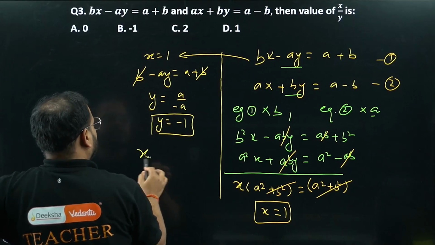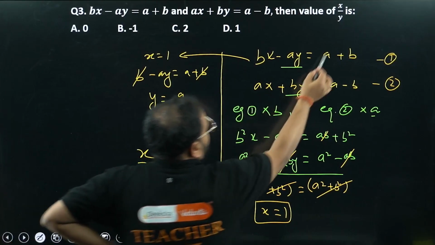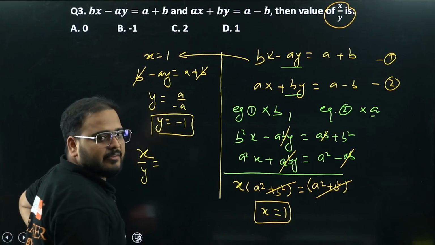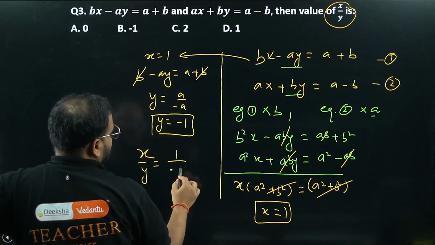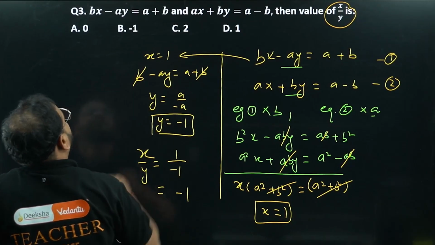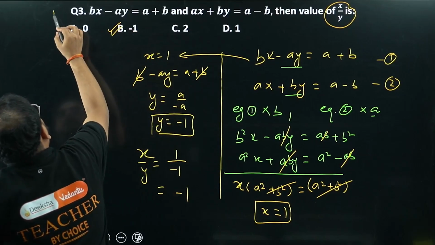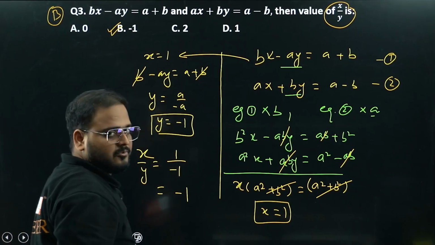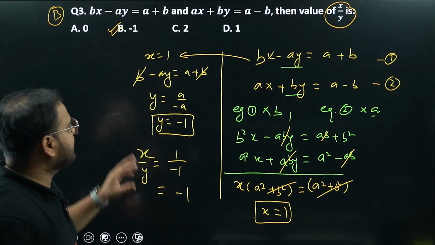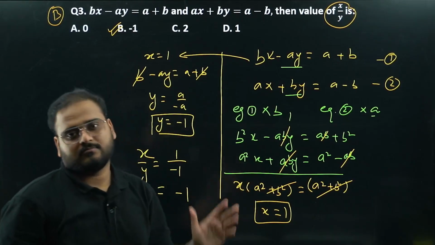What are they asking? They're asking us the value of x by y. Please check. They're asking us x by y. X is 1, y is minus 1. What is the answer? Minus 1. Option number B. Excellent question, right? A very good question. If this question is asked in 2 marker also, relevant.